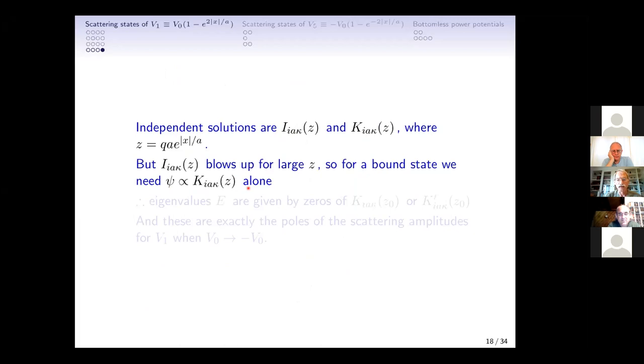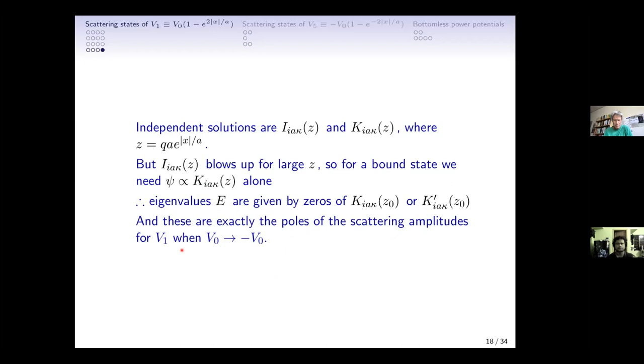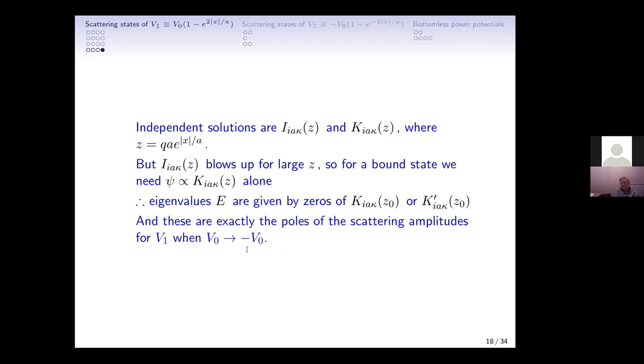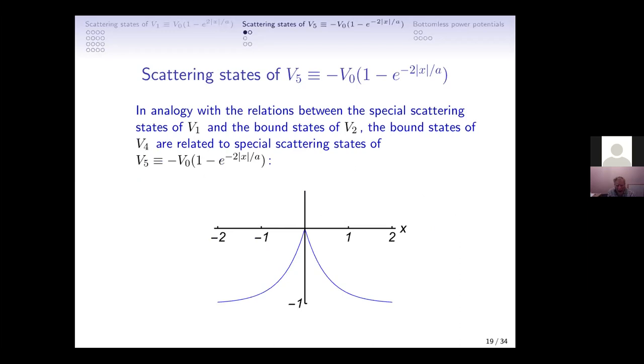But these have different asymptotic behaviors for large Z. I blows up, and so for a bound state we need psi to be pure K, with no I. The eigenvalues of that potential are given by the zeros of K or K primed. And those are exactly where the poles occur for the scattering amplitude of V1 when you change V0 to minus V0. So just to repeat, there are no poles of the scattering amplitude for V1 unless you change V0 to minus V0, which means you're going from the barrier to the well. Then the poles of those scattering amplitudes precisely give you the bound states of the potential well.